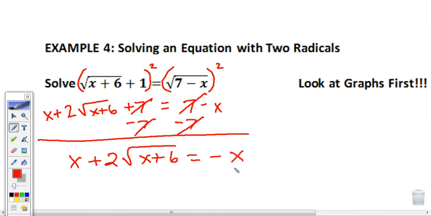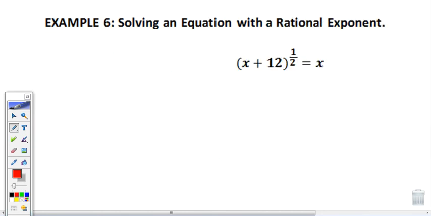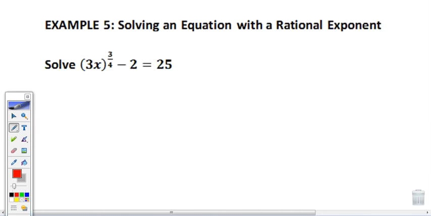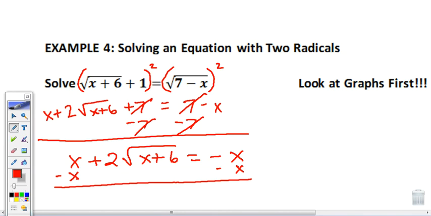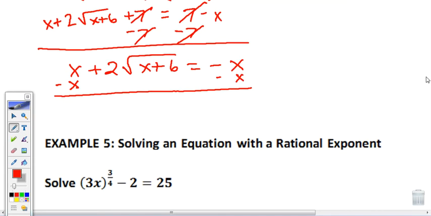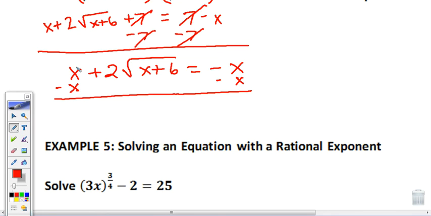Agree first? Okay, what can I do now to try and get this minus the x? Okay. So what are the x's going to do here? Cancel. So we have 2 square root of x plus 6. What's negative x minus another x on the right?